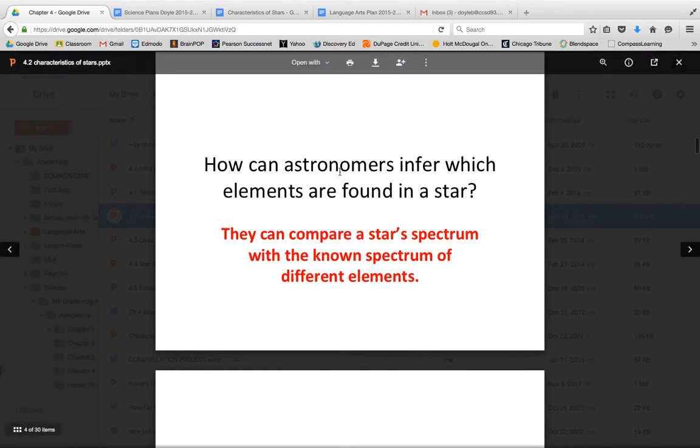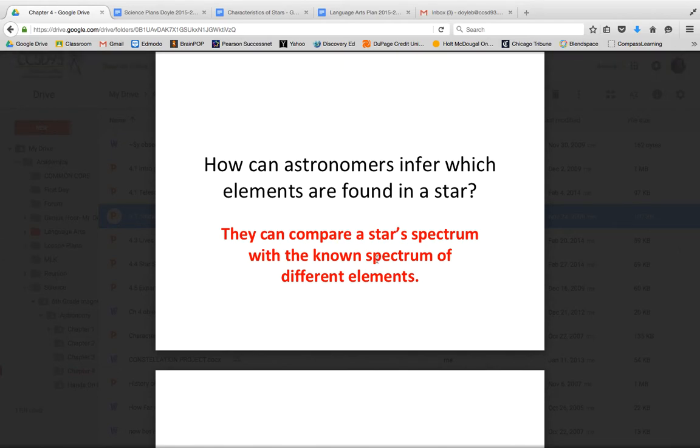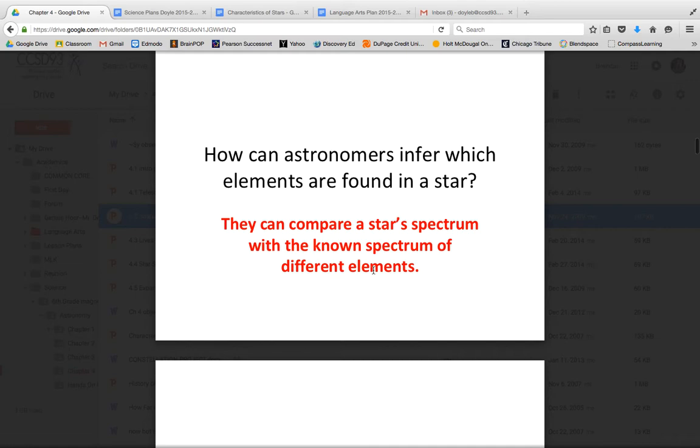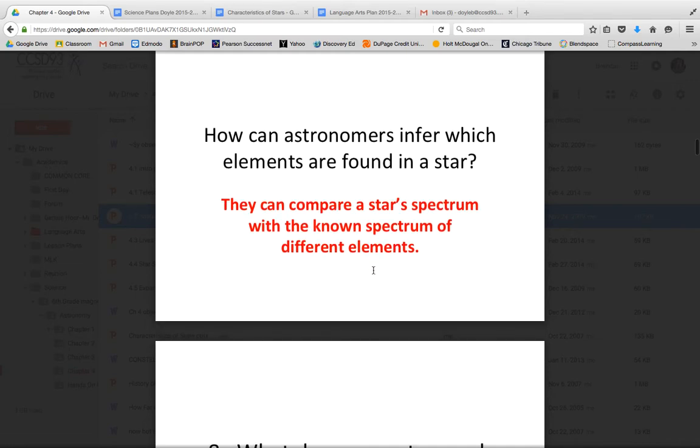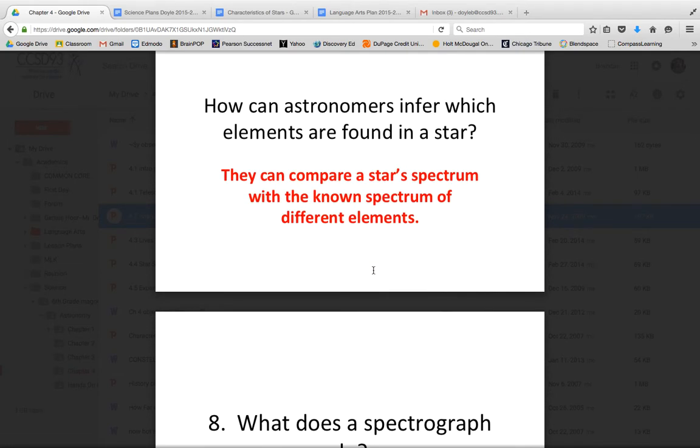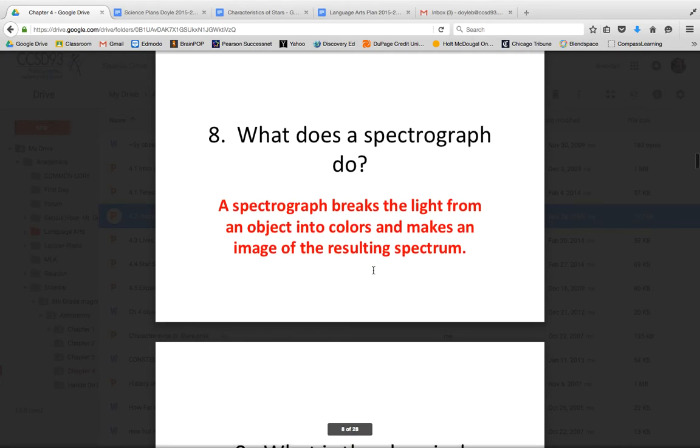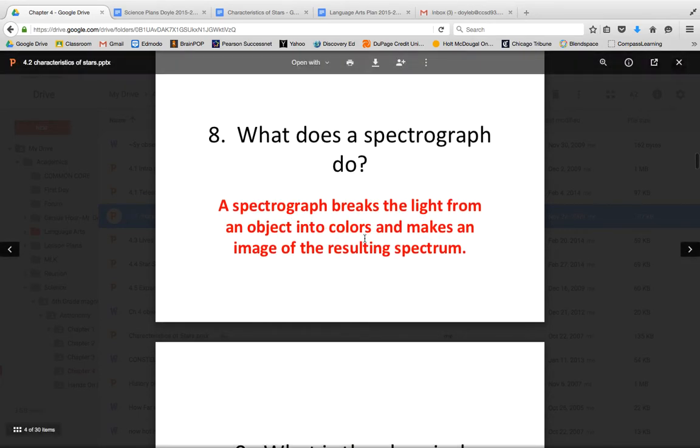How can astronomers infer which elements are found in a star? They compare a star spectrum with the known spectrum of different elements. So they burn an element here on Earth, and see what its pattern is on the spectrum, and then they compare that to what they get from a star that's millions of light years away. A spectrograph breaks the light from an object into colors and makes an image of the resulting spectrum.